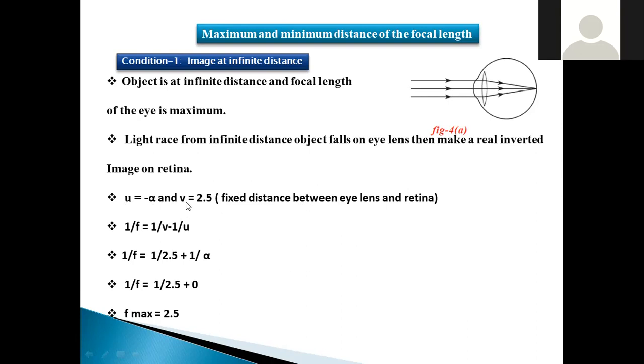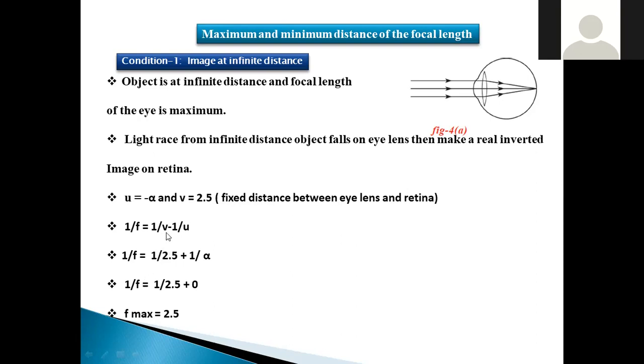So the fixed distance between the retina and the eye lens is denoted as V, and the object distance from the human eye is denoted as U. So this U value will be minus infinity. The V value is fixed at 2.5. In order to calculate the focal length, the formula will be 1 by F is equal to 1 by V minus 1 by U. F stands for focal length, V is the distance between the eye lens and retina, U is the distance between the object and the eye, right?